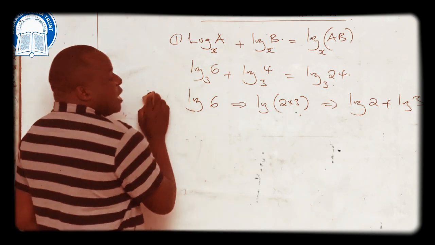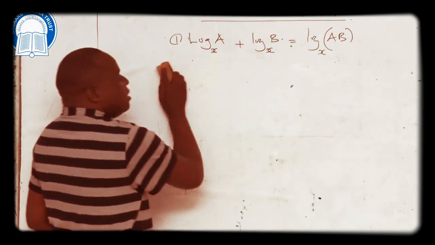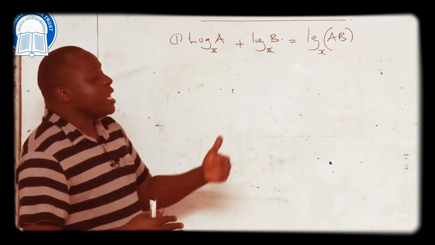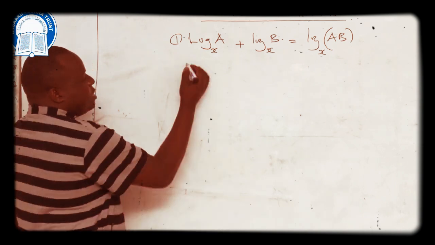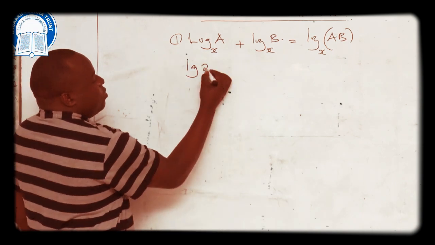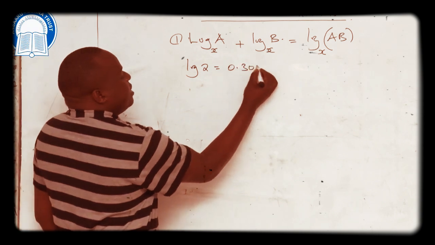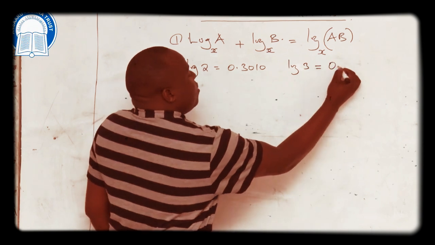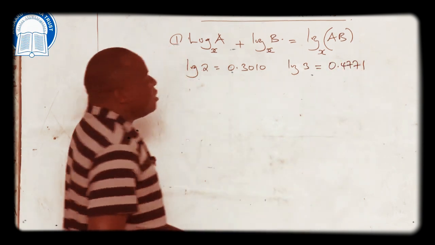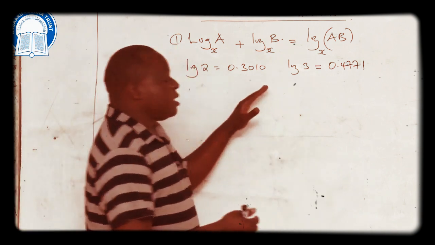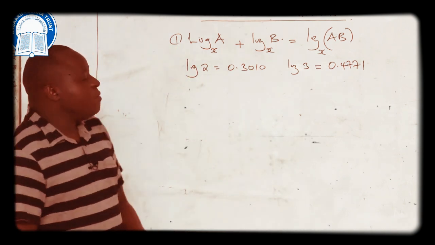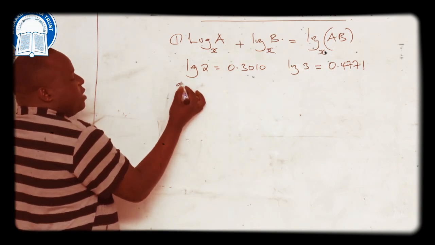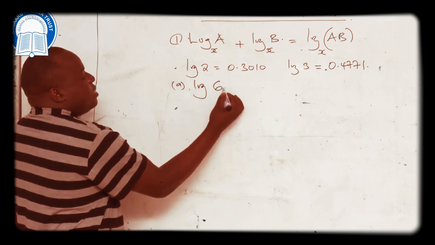And now this is an important thing that you need to understand. This is a kind of question you actually expect in an exam. So they'll ask you this: given that log 2 equals 0.3010 and log 3 equals 0.4771, without using a table or calculator, solve or find the value of several numbers there. Let's start with the first one, which is log 6.